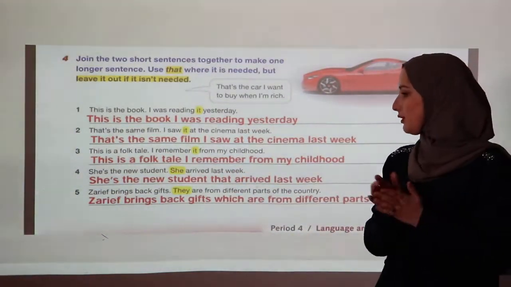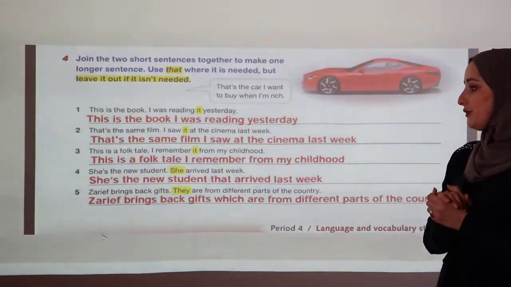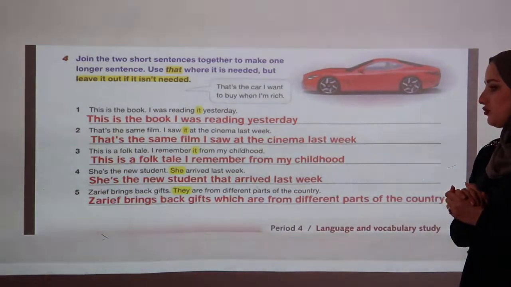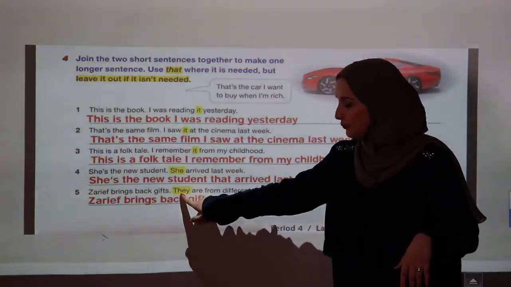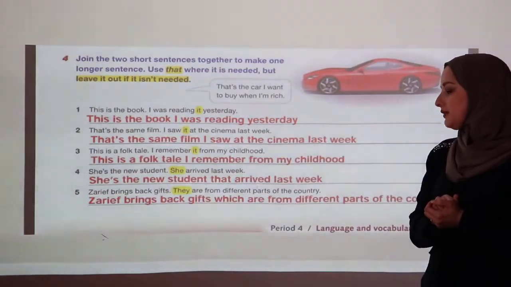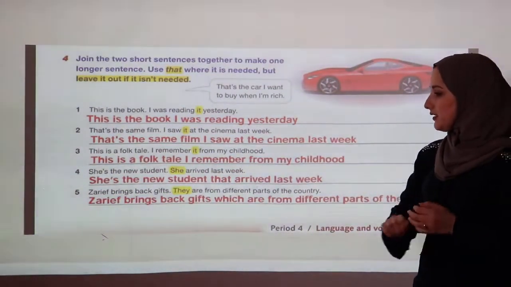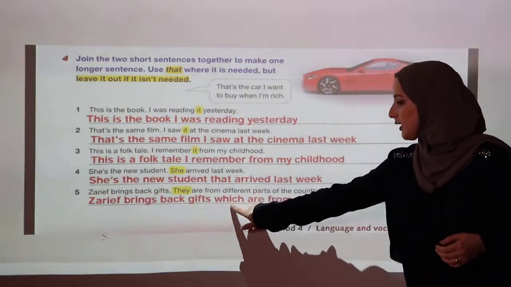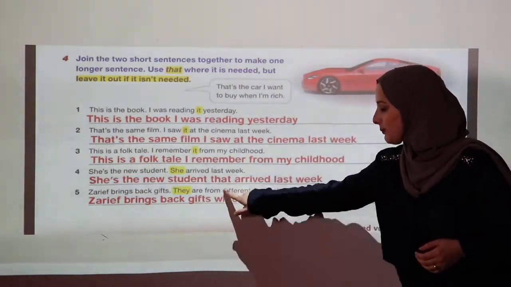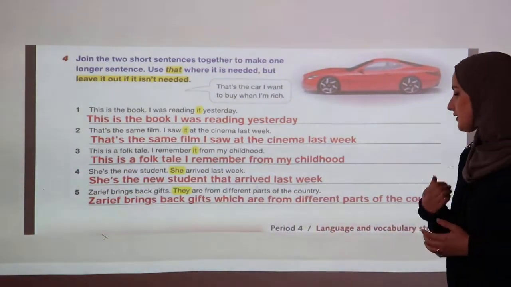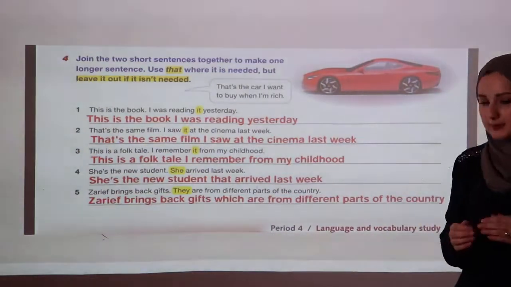The last sentence: Zarif brings back gifts. They are from different parts of the country. Again, we have a subject, so we can't drop the relative pronoun. It becomes like this: Zarif brings back gifts which are, subject verb, so you can't drop this, which are from different parts of the country, or that are from different parts of the country.